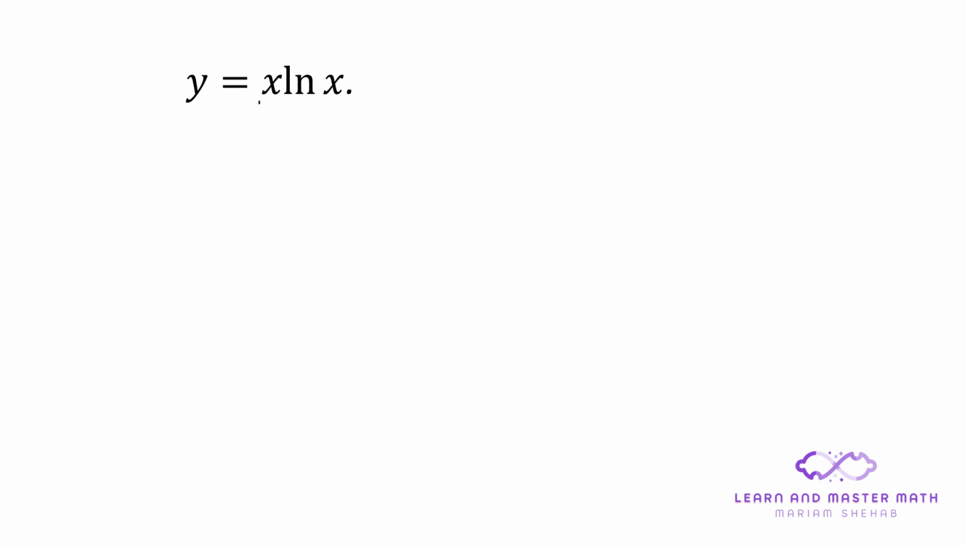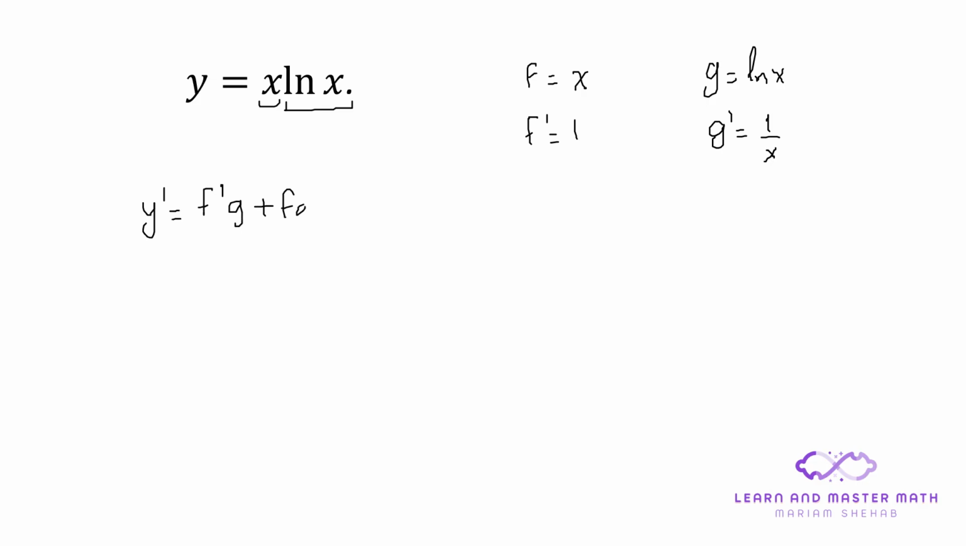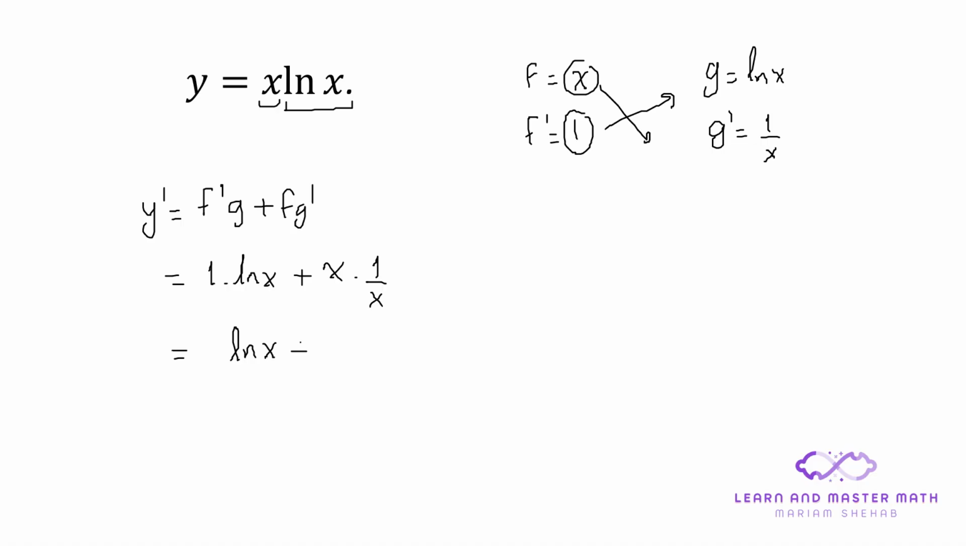Here we have a product formula because we have an x times ln x. So we will assume f to be x, g to be ln x. In this case, f prime is equal to 1 and g prime is equal to 1 over x. So for the product formula, it's f prime g plus f g prime. If you replace f prime here, it's 1, g is ln x, plus f g prime, which is x times 1 over x. If you simplify here, x times 1 over x is 1, which is equal to ln x plus 1.